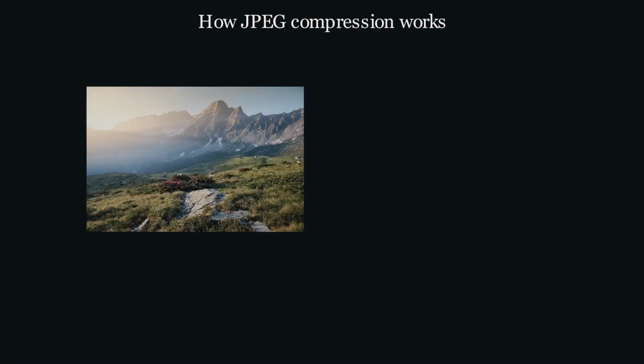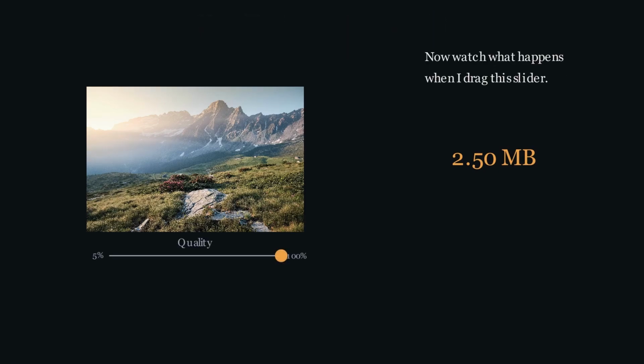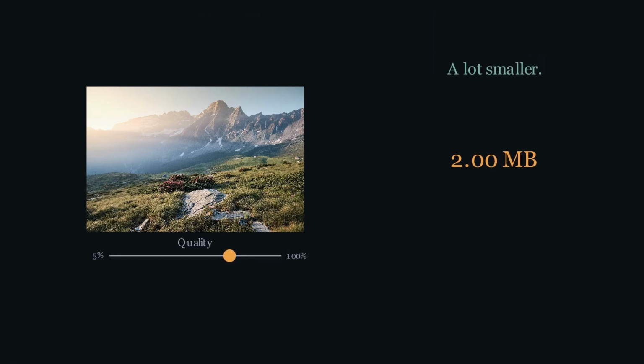JPEG compression works. Here's a photo. Looks fine, right? It's about 2.5 megabytes. Now watch what happens when I drag this slider. The file gets smaller, a lot smaller. 2 megabytes, 1 megabyte, half a megabyte, and the picture barely changes.